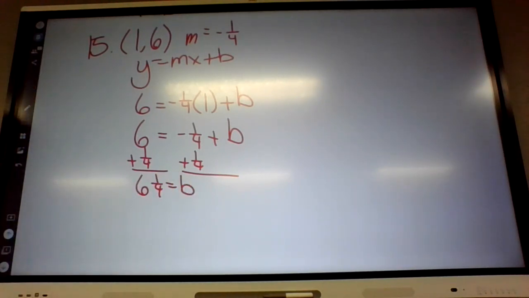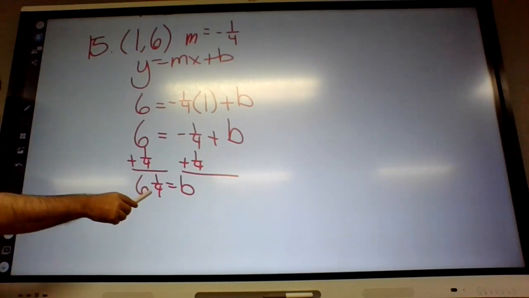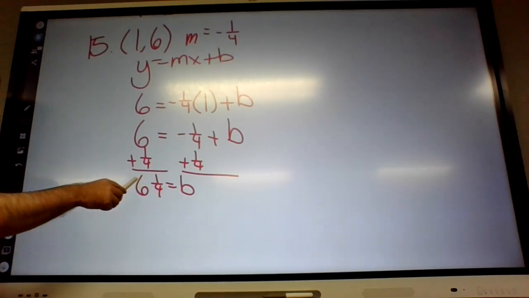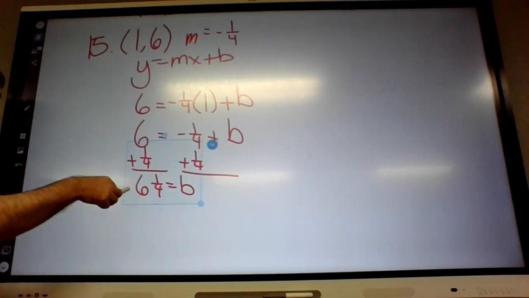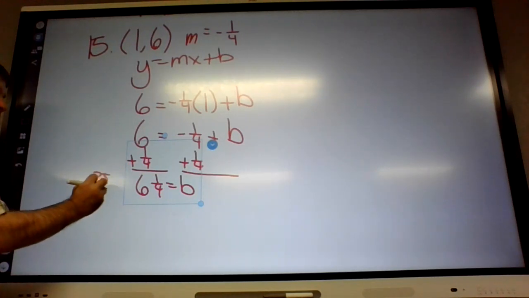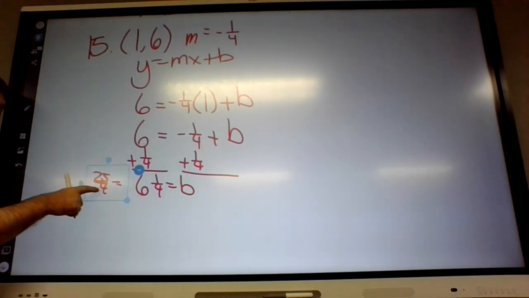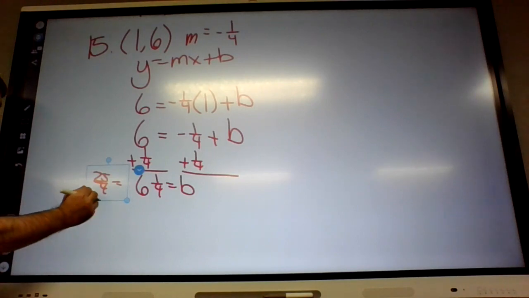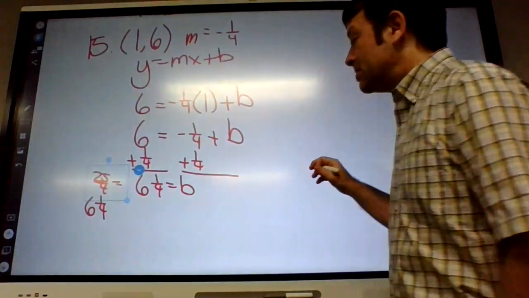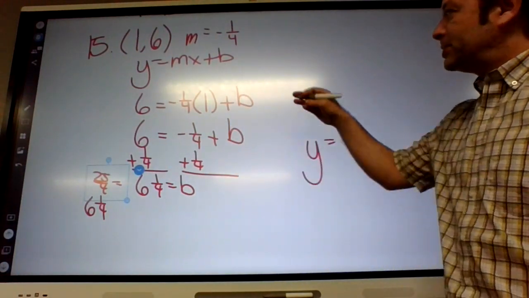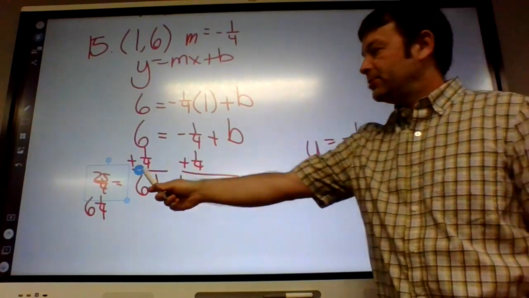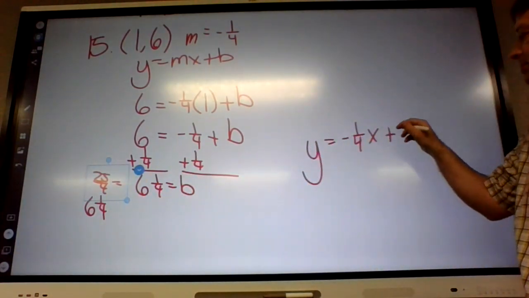You don't really need to do it right now, but do you guys remember how to change a mixed number into an improper? Multiply by 4 and add 1. 4 times 6 plus 1, yeah. So it's 25 over 4. And if you need to go back, you do 25 divided by 4 is 6 with the remainder of 1. Okay, that's a little bit sidetracked there. So we got y equals, then you put the slope, then you put the y-intercept, the b value.